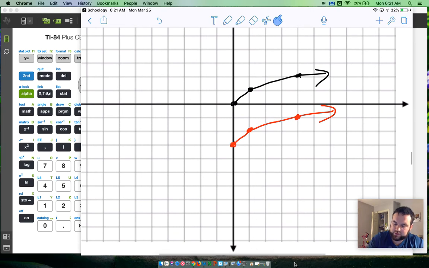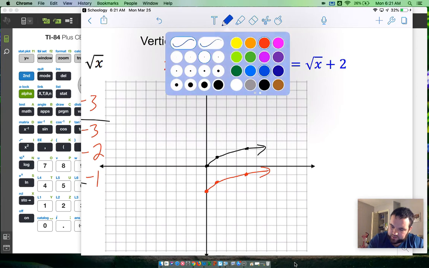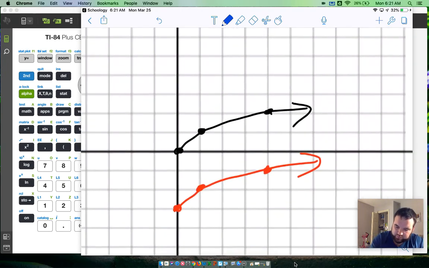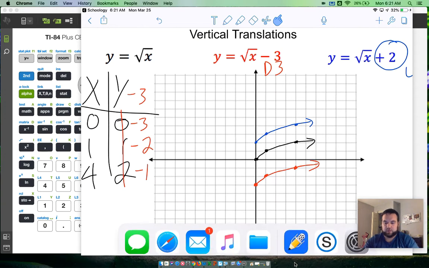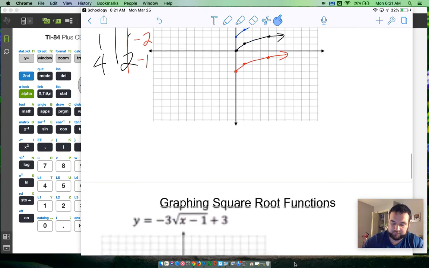Okay. So there's our translated down. And then, of course, if we see a plus sign, that's going to move up by, in this case, 2 units. So I'm going to just move each one of these up 2 spots, up 2, and up 2. And there's my translated function when I translate it up. Okay, so horizontal translations, vertical translations, and then stretches or compressions are what we're gonna focus on.